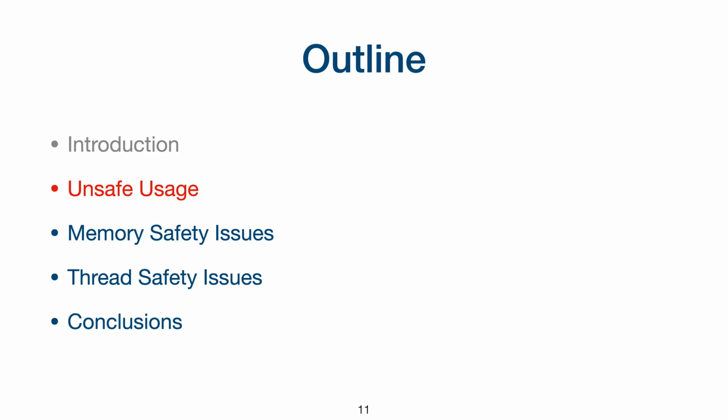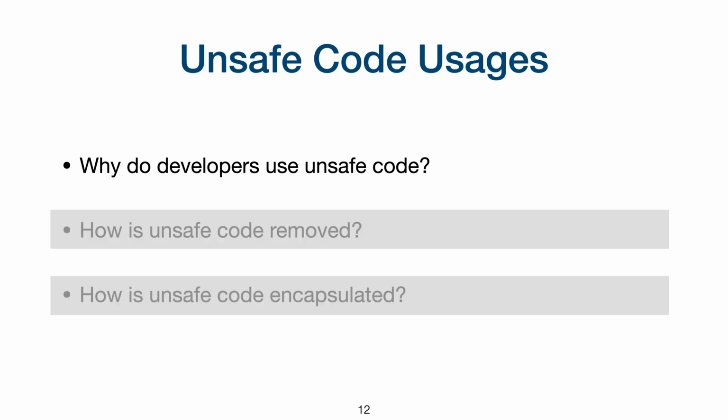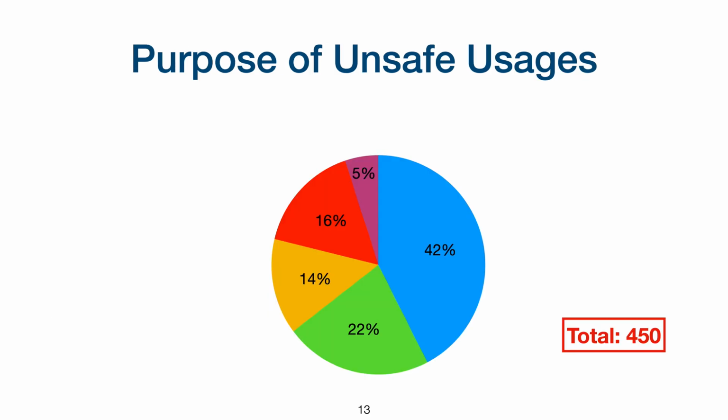Now let's first look at how unsafe code is used in the real world. Our study of unsafe code usages answers 3 questions. Why do developers use unsafe code? How is unsafe code removed? And how is unsafe code encapsulated? Due to the time limit, I will only cover the first question. Please refer to our paper for the second and third questions. To understand why developers use unsafe code, we analyzed 450 randomly sampled unsafe code usage cases.